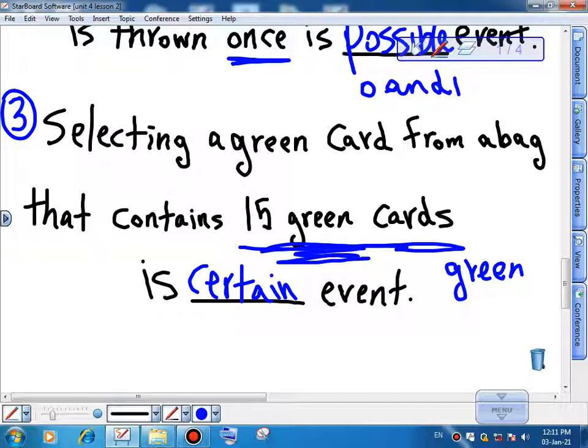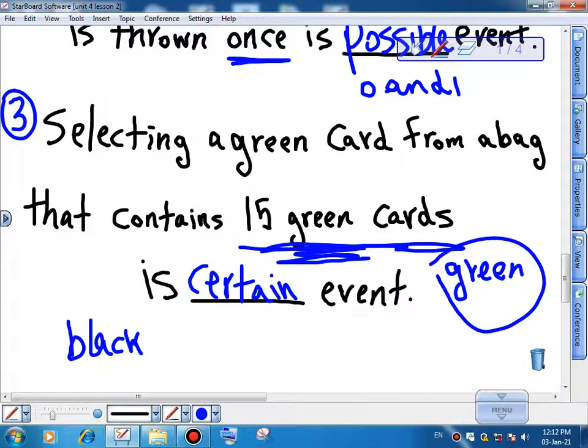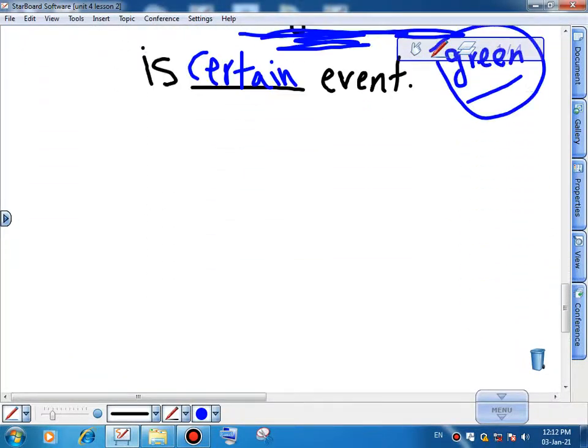But if I have only green cards and I ask you to get a black card, what's the kind of this event? I have only green cards. If I ask you to select a black card, this event is impossible. It will never happen because all the cards are green. I have no black cards. Okay?